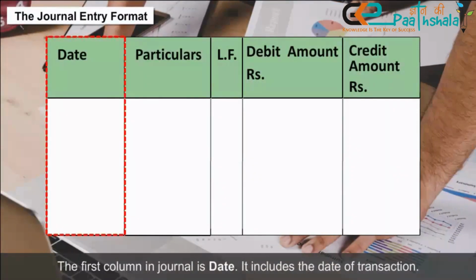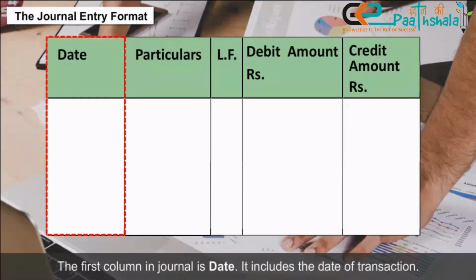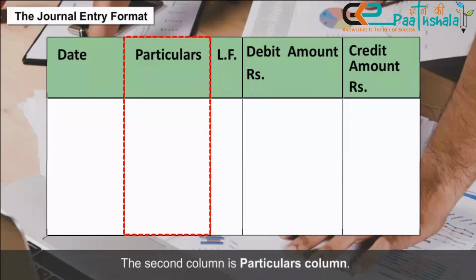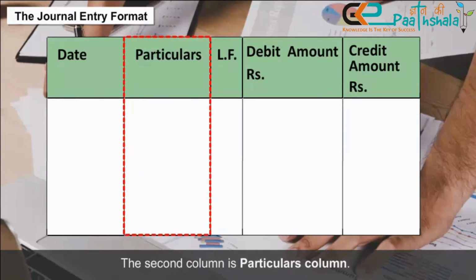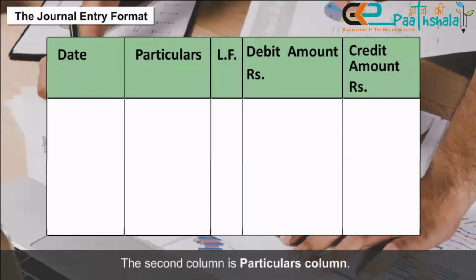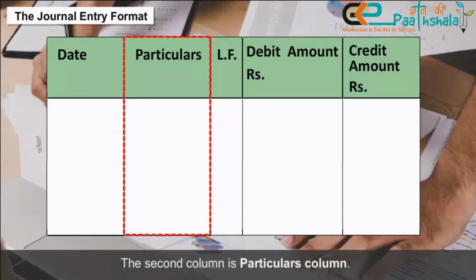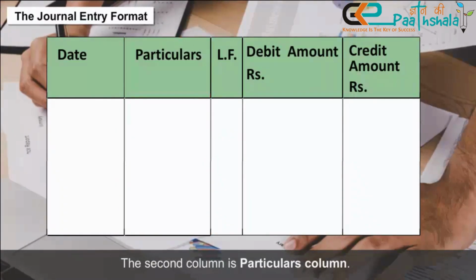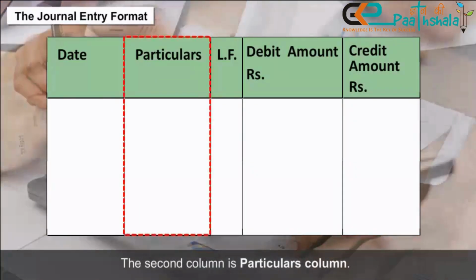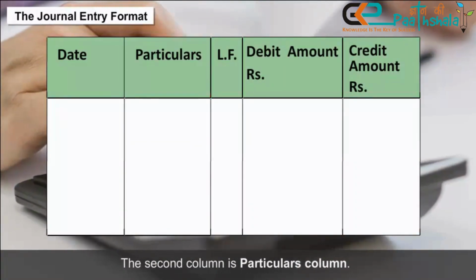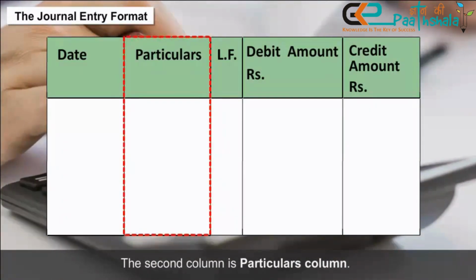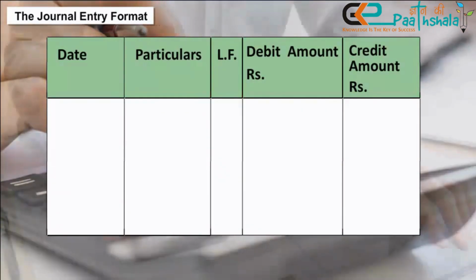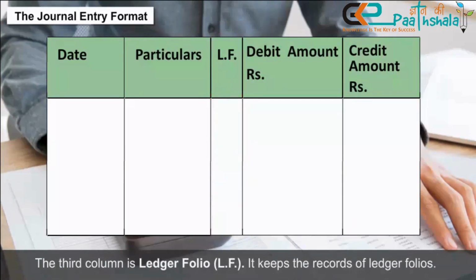The journal entry format. The first column in a journal is date. It includes the date of the transaction. The second column is the particulars column. In this column, the account title to be debited is written on the first line, beginning from the left-hand corner, and the word Dr. or doctor is written at the right end of the column. The account title to be credited is written on the second line, leaving sufficient margin on the left side with a prefix 'to'.